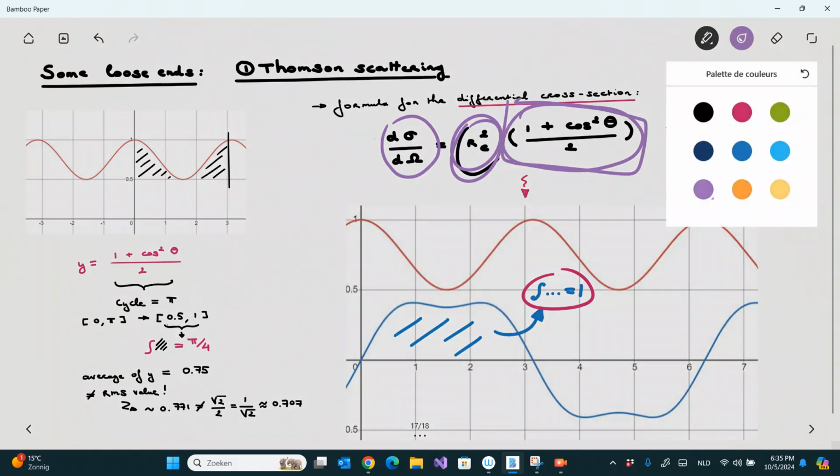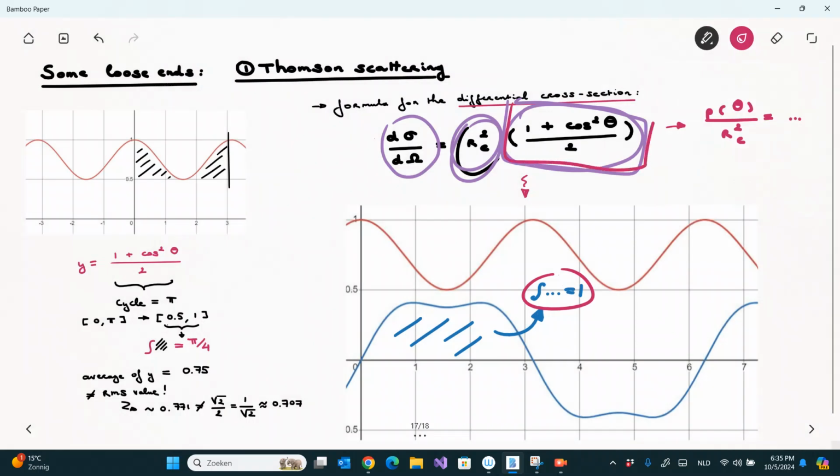When you look at this function here, this one here, well, it looks like this, and it brings a lot of questions. What's the average value of this thing between 0.5 and 1, and what does it mean?